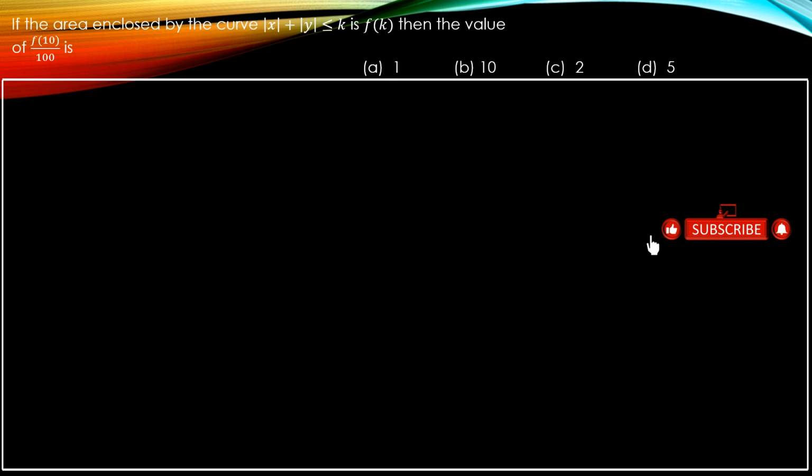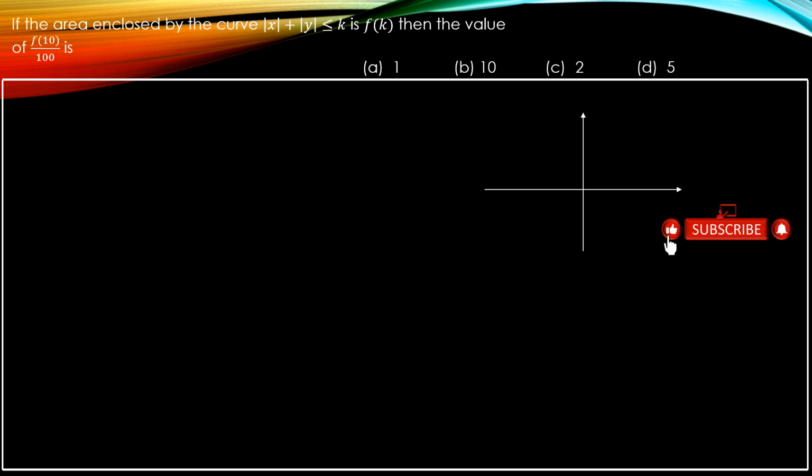Now, to solve this one, first we consider the x-axis and y-axis. Why? Because here we have |x| and |y| functions. Therefore, in different quadrants, the curve |x| + |y| ≤ k will behave differently, or that means it will change its definition. So when we draw the x-axis and y-axis, we get four quadrants: 1, 2, 3, 4.